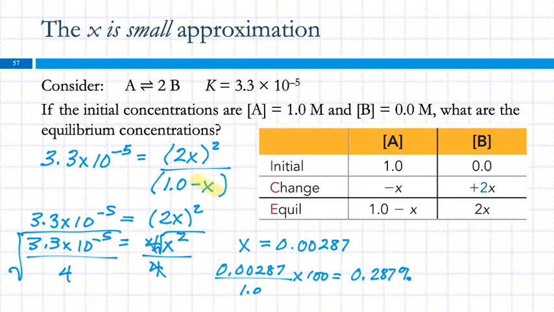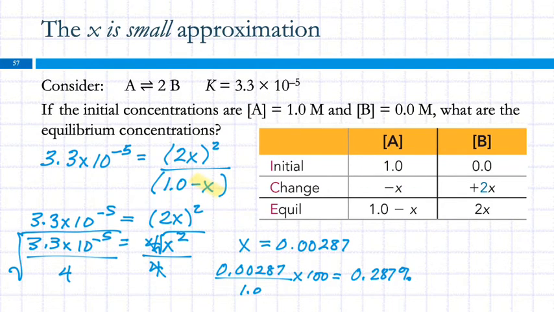Well, we actually solved that, and we came up with x being 0.12, right? And so 0.12 is more than 5% of 0.15, the number that it's being subtracted from. But how do I know that beforehand? You don't. You can get an idea based on the size of the equilibrium constant and the initial concentrations.